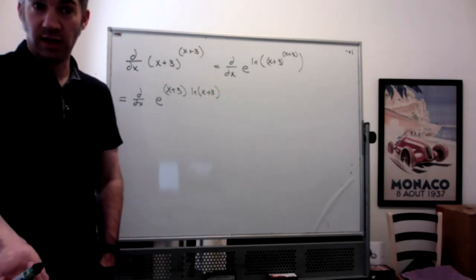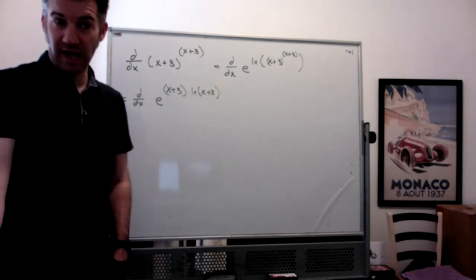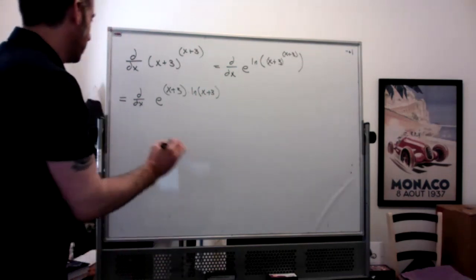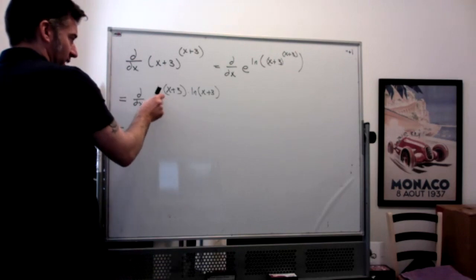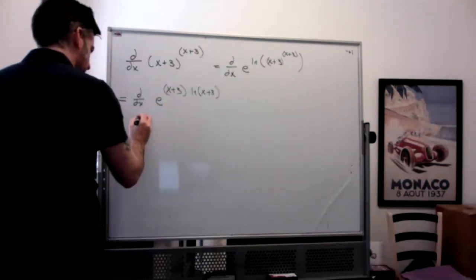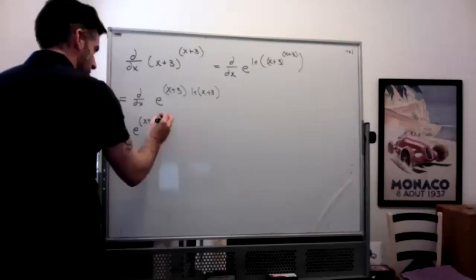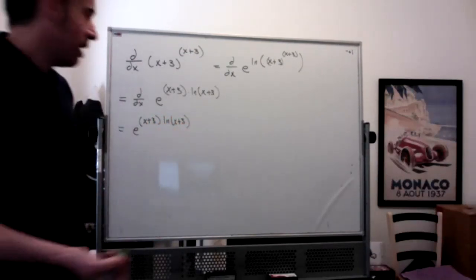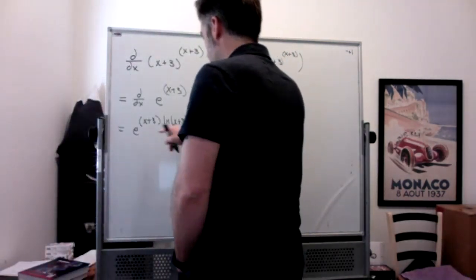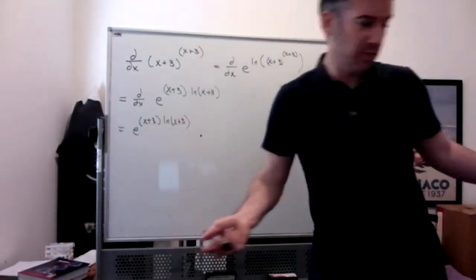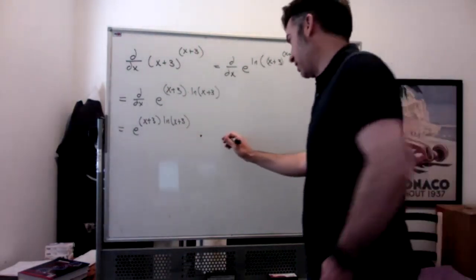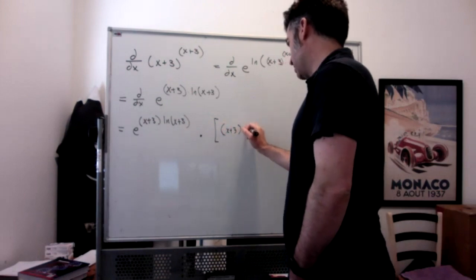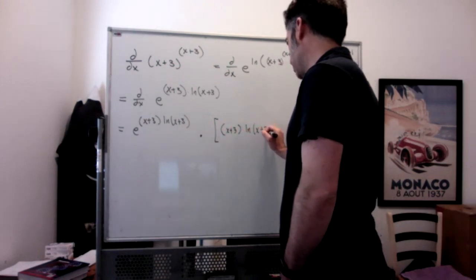And now we can differentiate that. We know the derivative of e to the x is e to the x. We know the derivative of e to the stuff is e to the stuff times the derivative of the stuff. So I'm going to get e to the stuff again, that just reoccurs, and then we multiply by the derivative of that exponent. So let's write it out that way. I'm going to take the derivative of x plus 3 times the natural log of x plus 3.